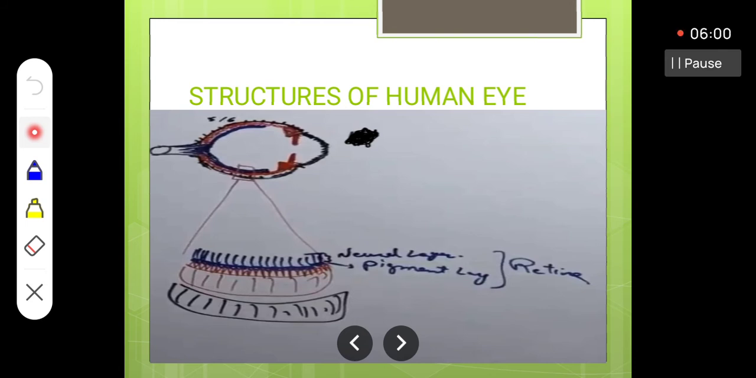A diaphragm with a central aperture, and this diaphragm is called the iris. So we were talking about this iris.